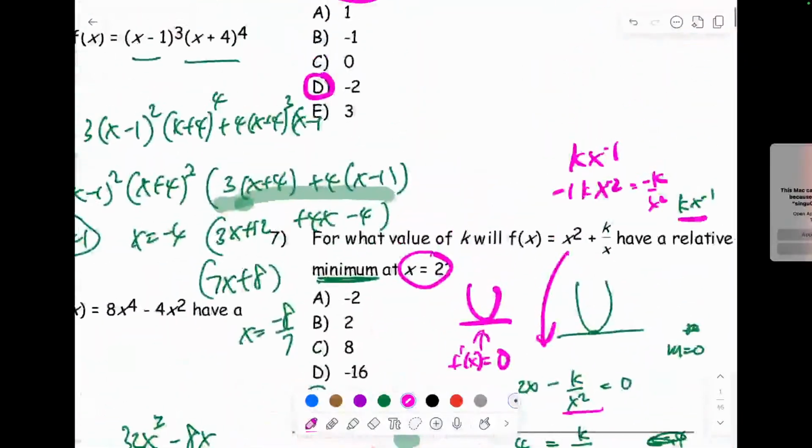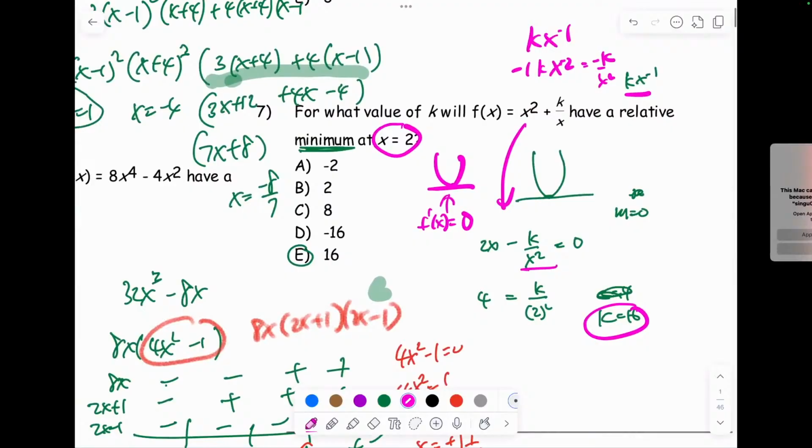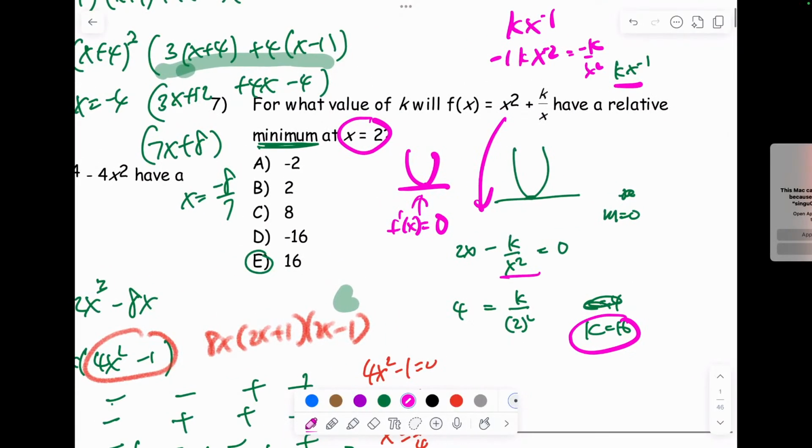I want to go over one other question. This is one a lot of people have questions about. I think Maddie had a question yesterday about this particular one. Which number? Okay, for what value k where f of x equals x squared plus k over x, if it's a relative minimum, it must imply what? f prime of x is equal to 0, right? Because it's a relative minimum. So you take a derivative of this function.